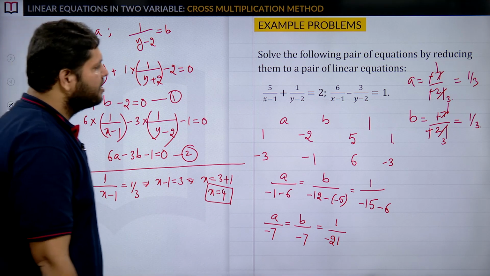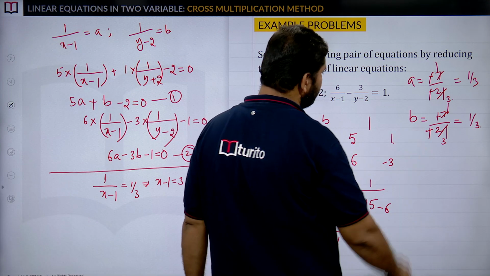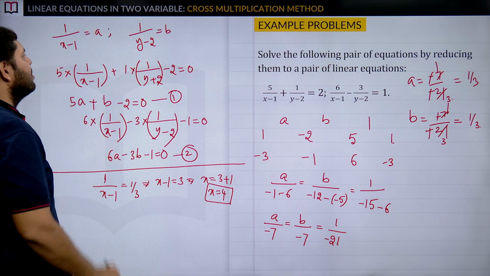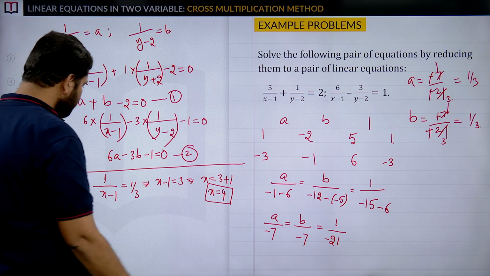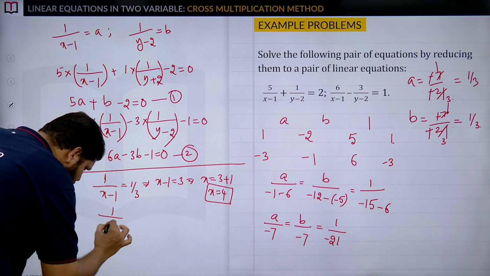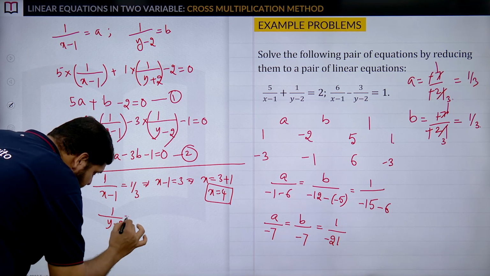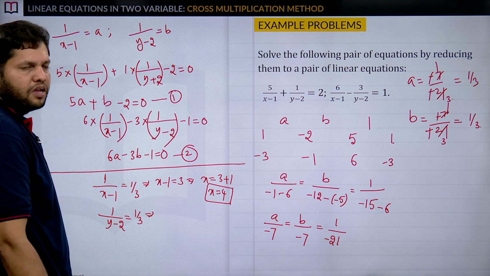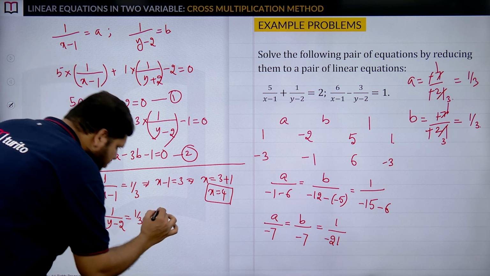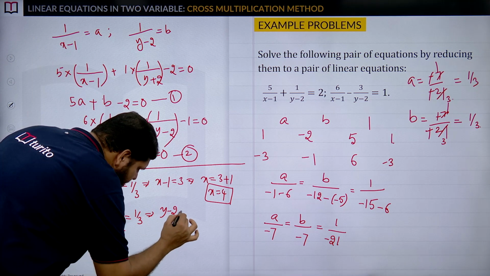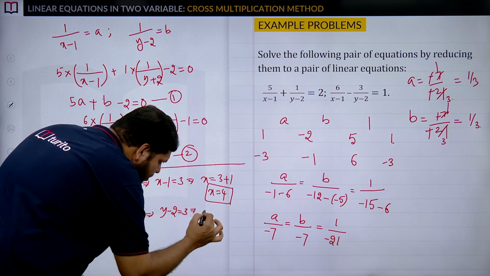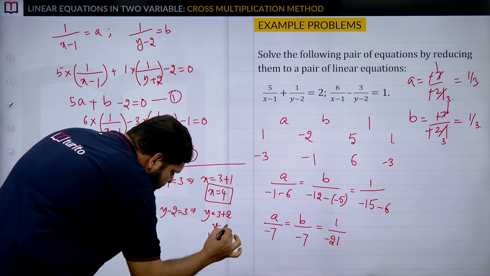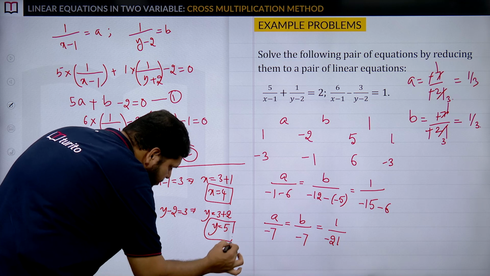Okay. And come to this second one, children. Here B is equal to what? 1 by 3. But actually what is the B here? We assumed 1 by Y minus 2. So 1 by Y minus 2 is equal to what? 1 by 3. And like reciprocal form, children, you are going to get Y minus 2 is equal to 3. So Y is equal to what? 3 plus 2. And Y is equal to 5 is the answer.